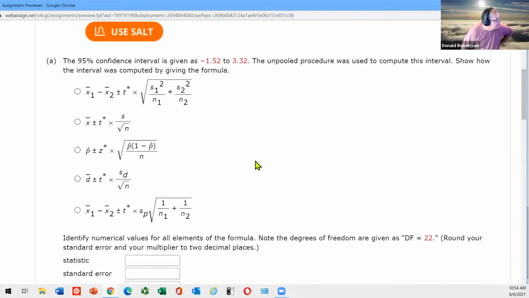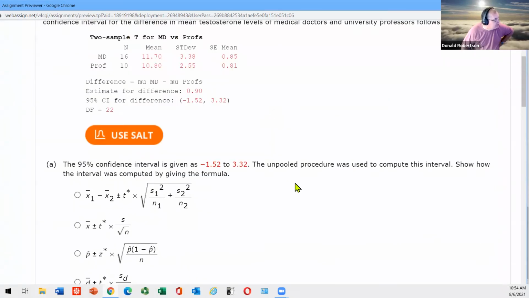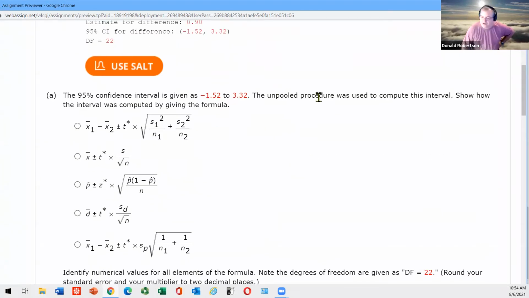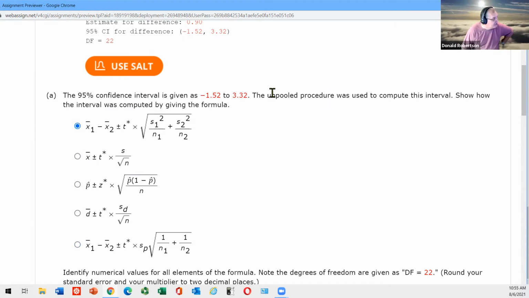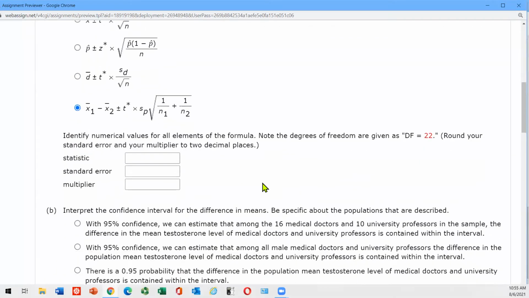First thing, the 95% confidence interval is given as these two numbers, which it is. The unpooled procedure, well, that's good because we don't like pooled, uses which one of these formulas? Is it the first? Yes. If they had said the pooled procedure, wouldn't you use that one? Yes. Right. So that's all that question is.